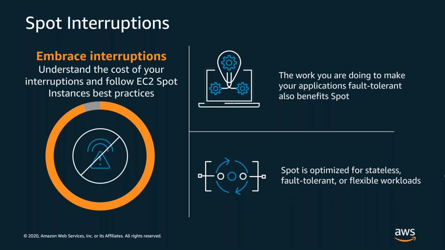So if you think about a workload behind a load balancer, you probably are already in a position where you can add and subtract capacity to a particular workload. Spot is no different than that. If a Spot instance gets interrupted, you simply replace it with another Spot instance from a different pool of capacity, and you continue on your way.